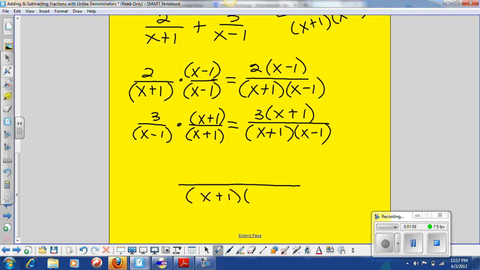So now that they have the same denominator, let's just put that as our denominator, x plus 1, x minus 1, and then we take our two numerators, our 2 times x minus 1, plus, back to our original equation, 3 times x plus 1. And that's it. That's as simplified as it can get. And that's how you need to do it with unlike denominators.